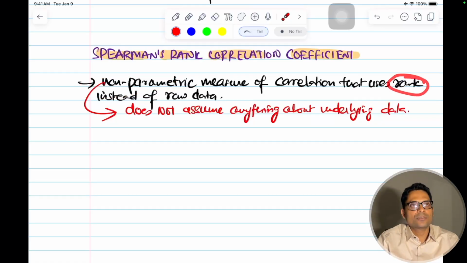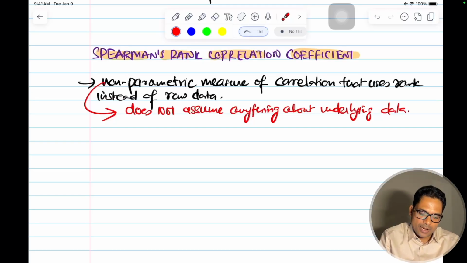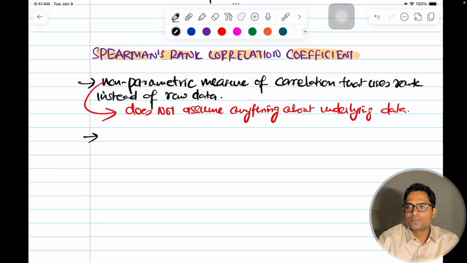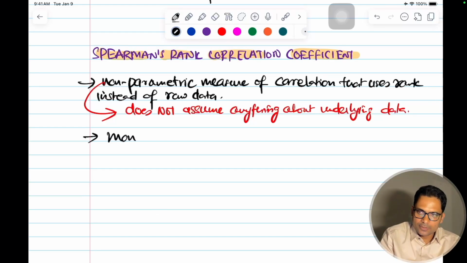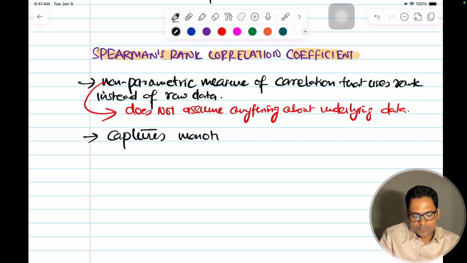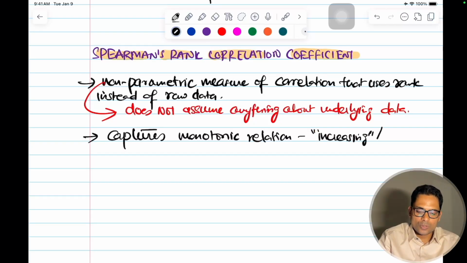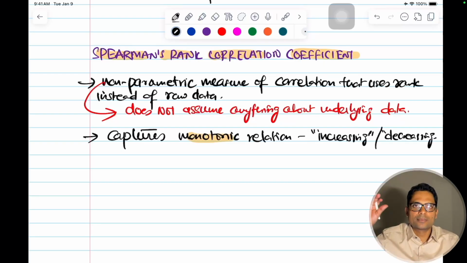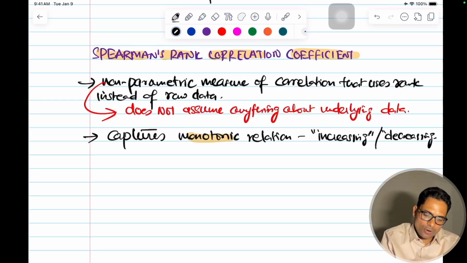Second, it uses ranks of the data instead of the data itself. First it orders the data into ranks 1, 2, 3, 4, and then it compares. Third, it captures monotonic relations. Monotonic means increasing or decreasing; the word is important. If x increases, y also increases. It may or may not be linear, not necessarily linear.